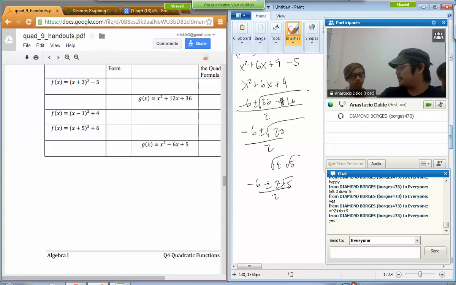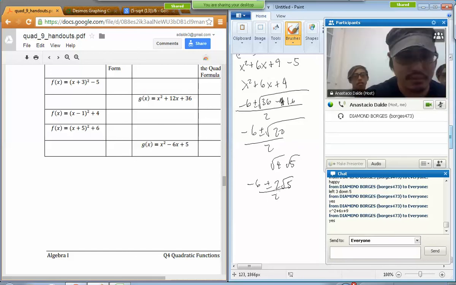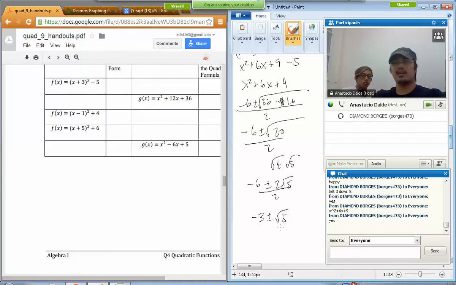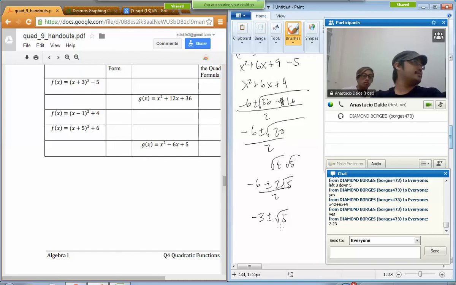Yeah? Since I can divide 2 into everything, I have negative 3 plus or minus the square root of 5. What is the square root of 5? Boy, I don't know. What's the square root of 4? 2. What's the square root of 9? 3. So the answer's got to be between 2 and 3, right? Because 5 is between 4 and 9.